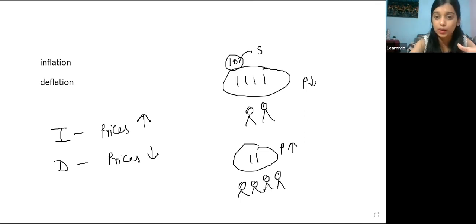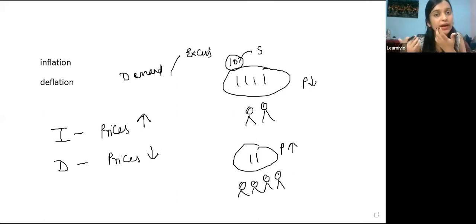But here only 2 chocolates are there and there are 4 people who want to buy. So he will increase the price so that whoever is capable, whoever is rich, will come and purchase the product. Demand is of 2 types. One is excess, that means more than required, lots of demand. And the second one is deficit. Deficit means low demand. Over here there was deficit demand, over here there is excess demand.